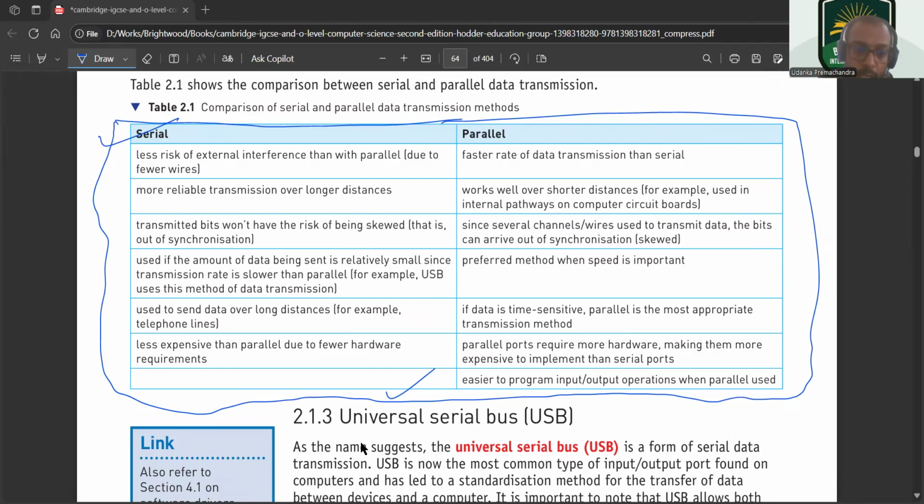Serial can be used for data sent over long distances, and parallel can be time sensitive. Serial is also less expensive than parallel due to hardware requirements. Parallel ports require more hardware, making them more expensive than serial ports. Okay, quickly write these things down.